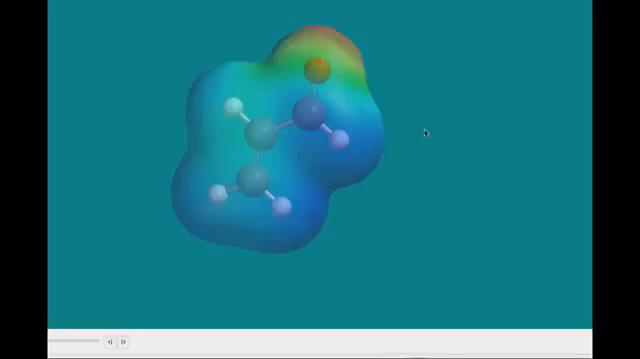Let's take a look at a molecular model of acrolein, a 3-carbon alpha-beta unsaturated carbonyl compound. So here's your oxygen, carbon, carbon, and carbon. In the electron density diagram, you can see that the oxygen definitely has a delta minus on it. It's red. But both the carbonyl carbon and the beta carbon appear to have a delta positive on them. Let's see if we can figure out why.